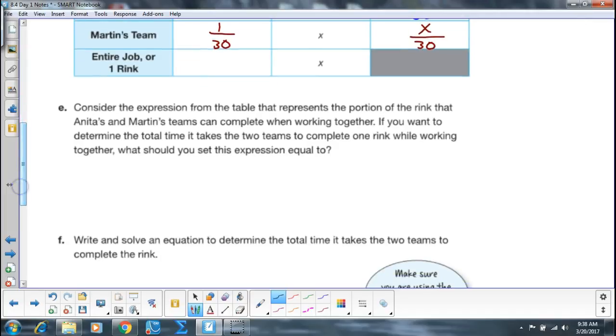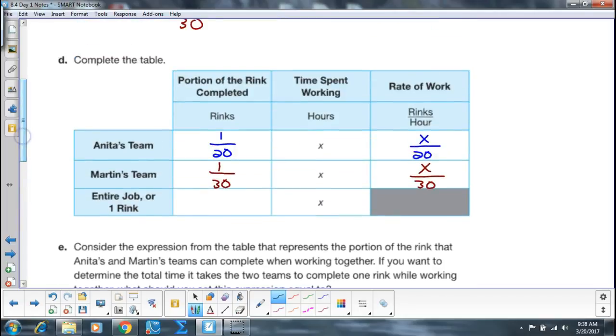Question E. If you want to determine the total time it takes the two teams to complete the rink working together, what should you do? The expression is you're going to take these rates of work right here, and what are you going to do with these two rates of work? Megan and I are painting the room together, right? You're going to add those two together because we're working together.